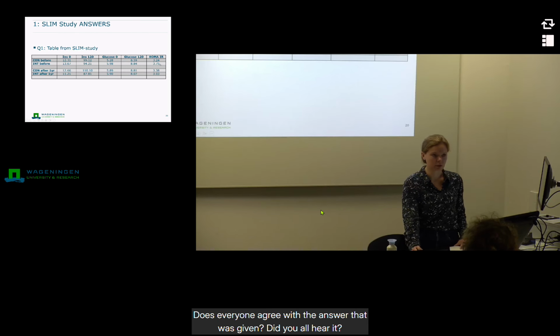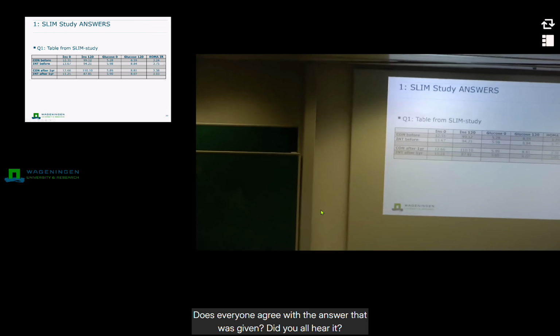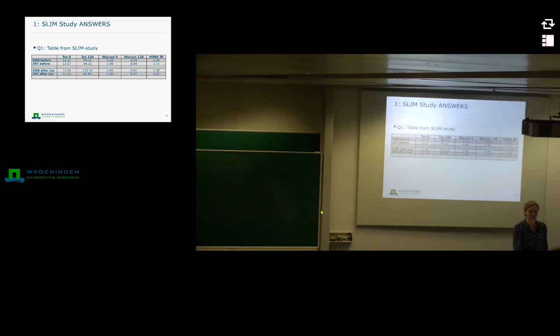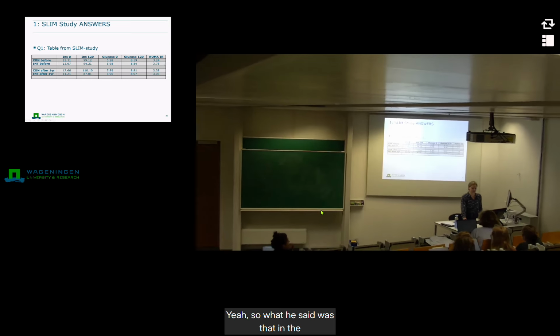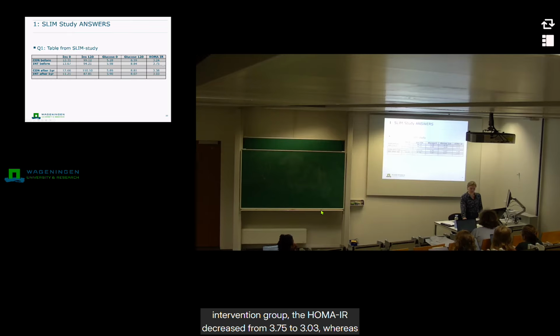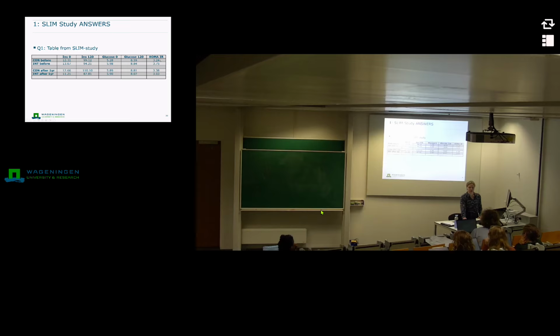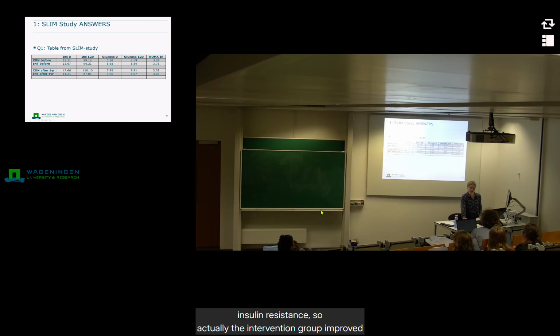Does everyone agree with the answer that was given? Did you all hear it? Yeah, so what he said was that in the intervention group, the HOMA-IR decreased from 3.75 to 3.03, whereas in the control group, the HOMA-IR increased. And we know that a higher HOMA-IR indicates insulin resistance, so actually the intervention group improved their insulin sensitivity during the intervention.